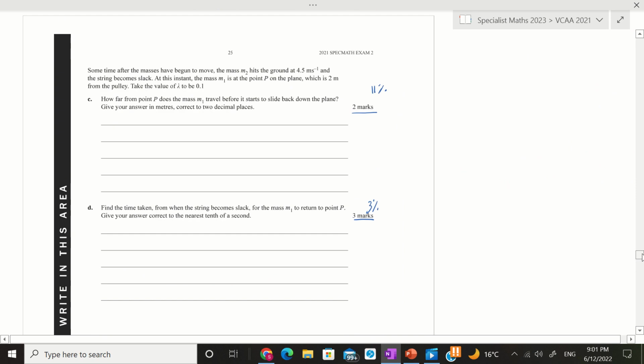Okay, so now we'll go on to part C and part D. Again, I've labeled the percentage of students that got these questions correct. 11% got the full 2 marks of part C, and 3% got the full 3 marks of part D. So they are pretty difficult questions, but let's try and go through them together and see whether we're able to understand what's going on here.